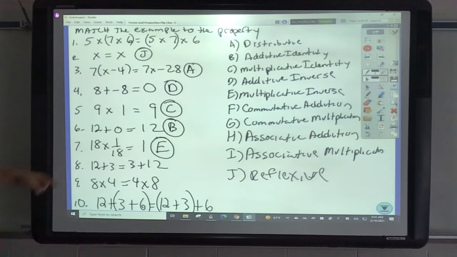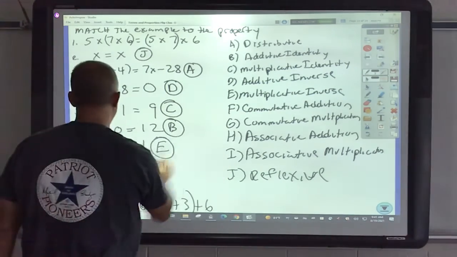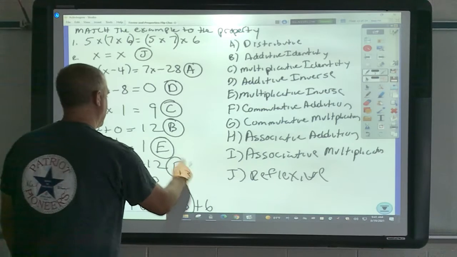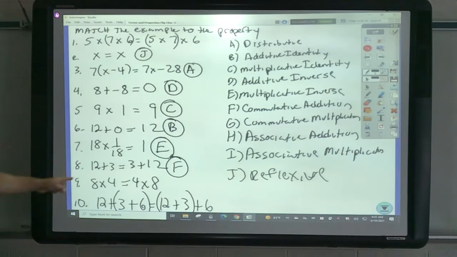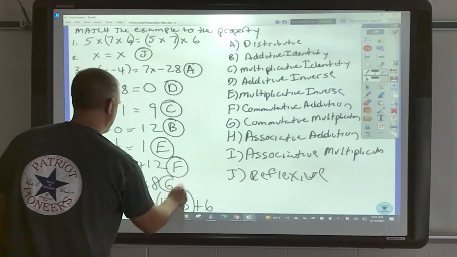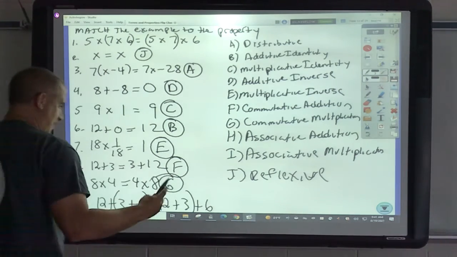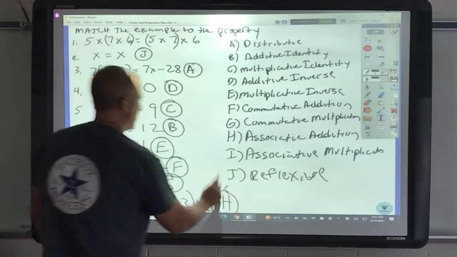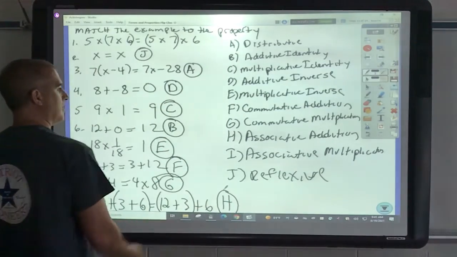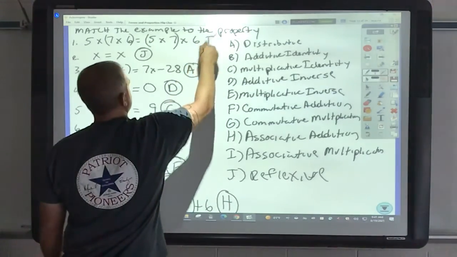12 plus 3 is the same as 3 plus 12. The order is switching. That's commutative, that's addition, so that's the F. So we're getting down to this. 8 times 4, 4 times 8, that's commutative, but that's multiplication, that's G. So which ones have we used? We used A, B, C, D, E, F, G, H. Associative addition, which one do we think that is? That's easy, that's that one. And that leaves this, which has to be the associative for multiplication.